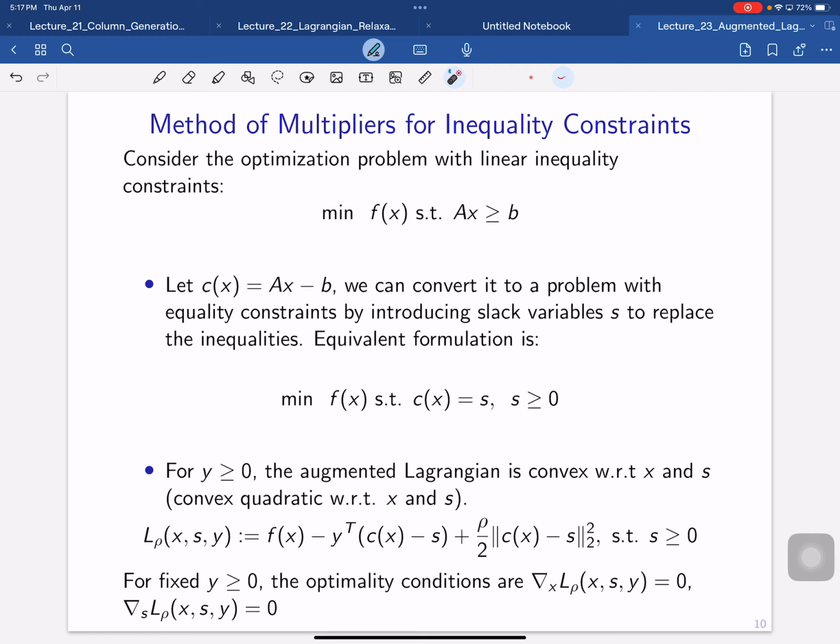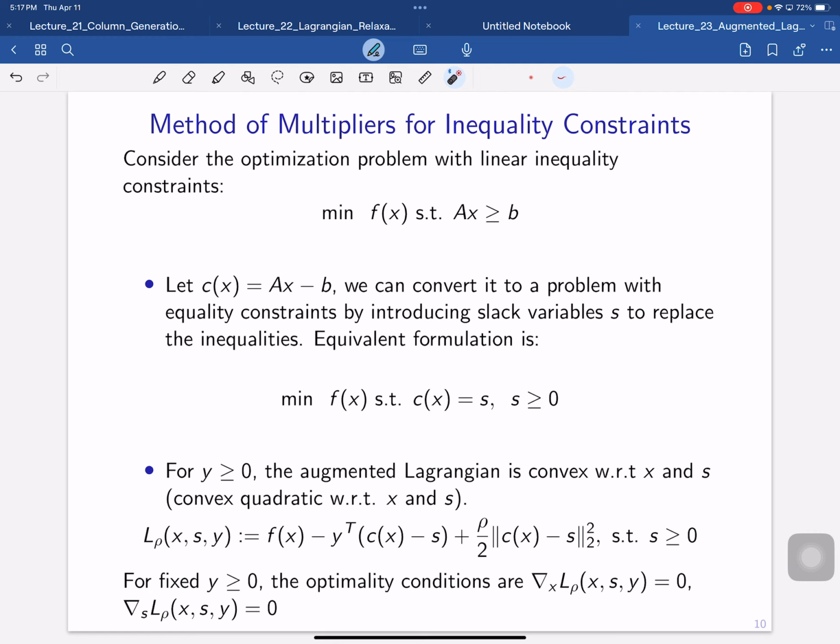One of the things we first want to do is to get rid of this inequality constraint. If we don't have any inequality constraint, we already know what to do. When we have a linear equality constraint, we already know what to do. But then, how do we get rid of these slack variables? It can be done by a very simple analysis of this augmented Lagrangian problem.